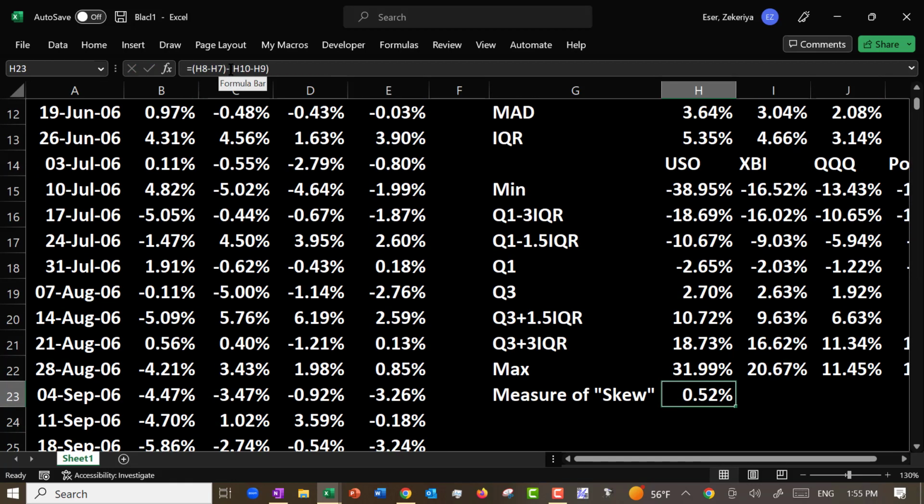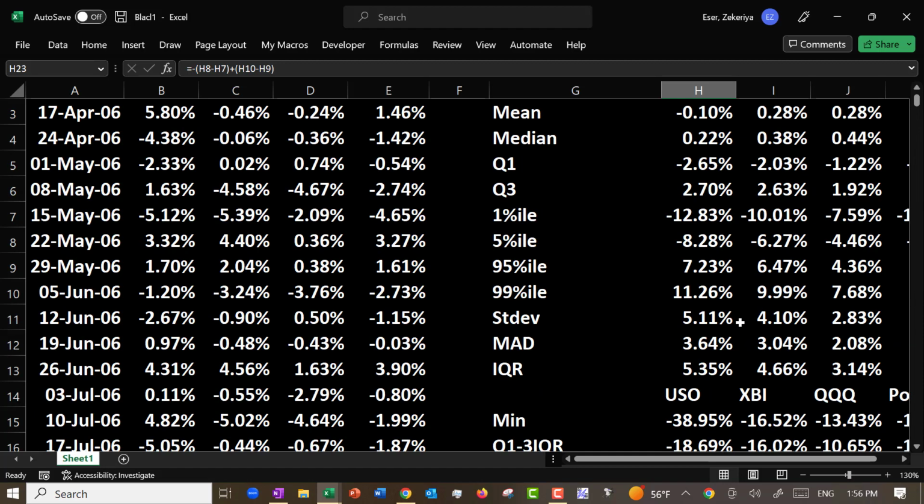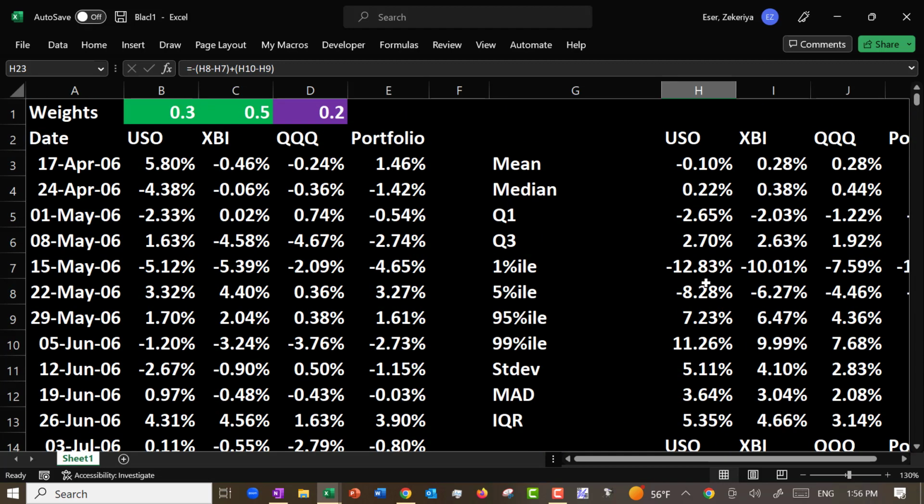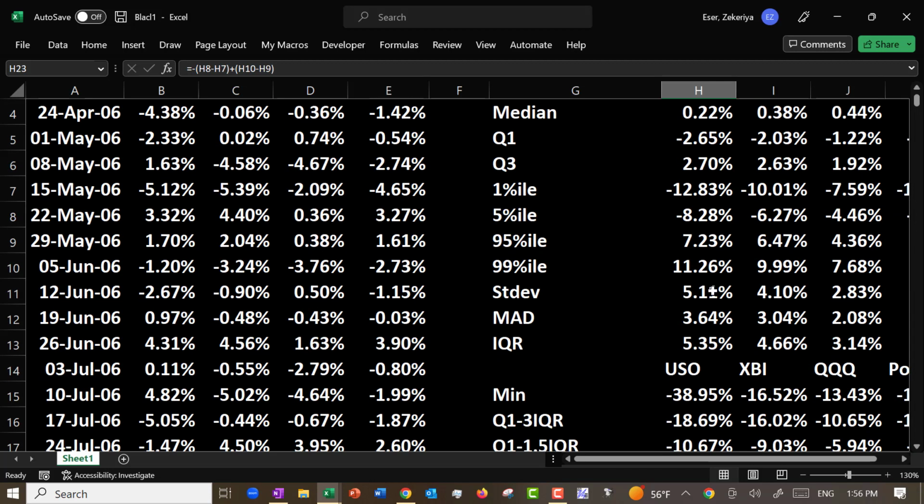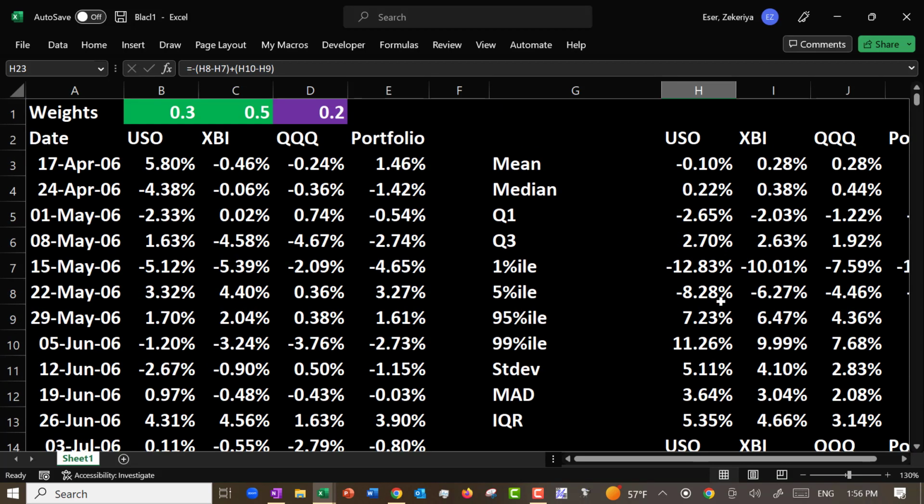Actually, I'm going to do the first one minus, the second one plus. So a minus would give me a left skew. This basically says the left tail is kind of longer. That's about 5.5%, and this is about 4%. No, this is 4.5%. I'm sorry.